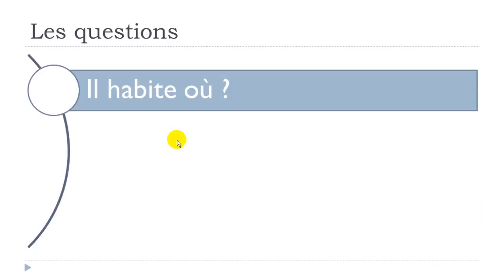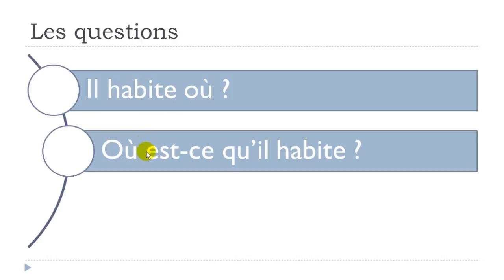So if you want to ask where someone is living, il habite où? Technically you just put the words in the normal order. So il, he, habite, lives, où, where. In that case, you will have to raise your voice as well. Il habite où? Second option, you will have to add, as we had previously, this est-ce, okay? Où est-ce qu'il habite? Okay, first one, il habite où?